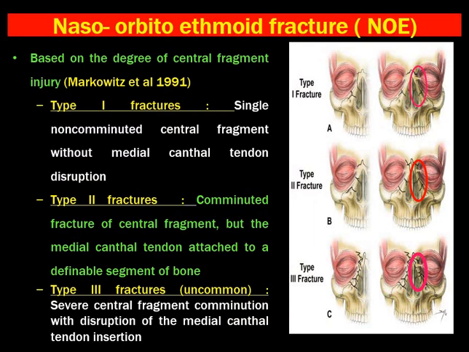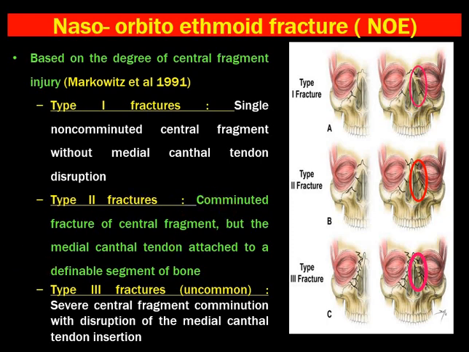Next is the naso-orbitoethmoid fracture. It's one of the severe fractures of nasal bone. The naso-orbitoethmoid fracture is classified on the basis of degree of central fragment injury, which was described by Markowitz et al. in 1991. The type 1 fractures are single non-comminuted fracture of the central fragment without medial canthal tendon disruption. You can see here, this is the medial canthal tendon. This is a small fragment of fracture here. The fracture is a non-comminuted fracture of the lateral segment.